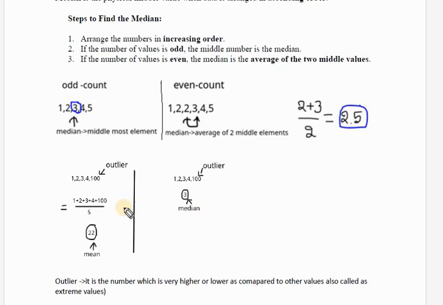For example, if you take the mean, 1 plus 2 plus 3 plus 4 plus 100, divided by 5, then 22 will be the mean. But if you apply the median, it is 3. Normally we remove these kinds of outliers when we are doing data processing in real-time cases. So if there is an outlier in our data set, then we have to go for the median, not the mean.